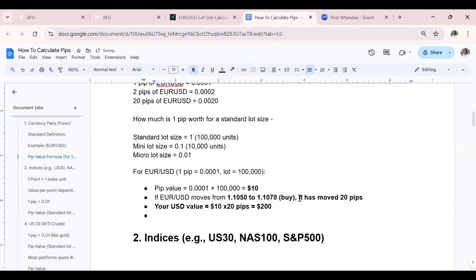You can do the same calculation for mini lot size. If you're calculating for mini lot size, it's 0.01 times 10,000. So that'll be 1 USD for every pip. So 1 USD for every pip times 20 pips, that's $20. And then 0.001 means 0.1 USD for 1 pip. So 20 pips movement will be $2.